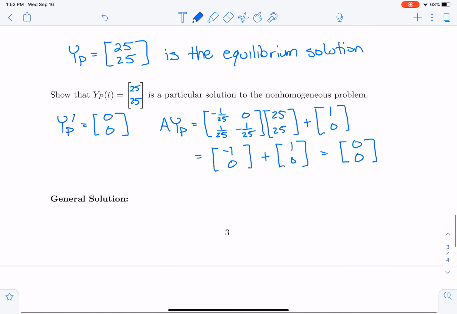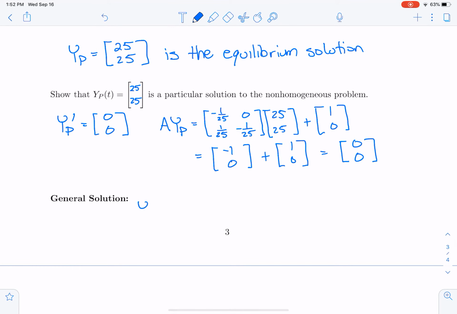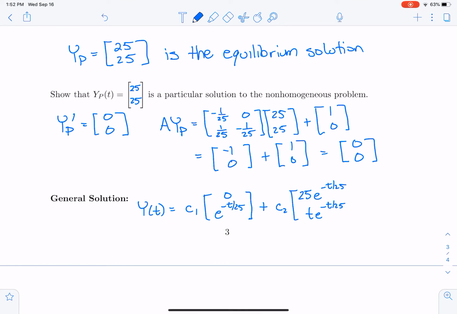So what is the general solution to this problem? Well, y of t is going to be C1 times my first solution. So it's going to be 0 e to the minus t over 25, plus C2 times 25 e to the minus t over 25, t e to the minus t over 25, and then plus 25, 25.